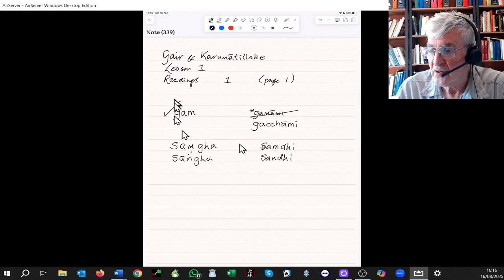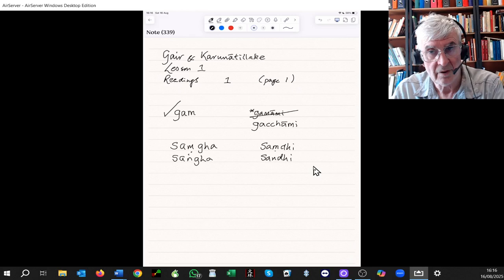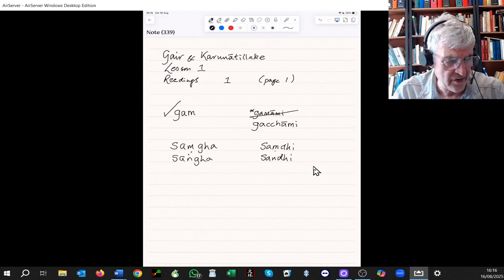So this is what I was showing earlier, gam, and then this asterisk here. So this gamami form that doesn't exist, it's gacchami, and the alternative ways of writing sangha, both correct, and alternative ways of writing sandhi. That was something that got explained in the grammar section.